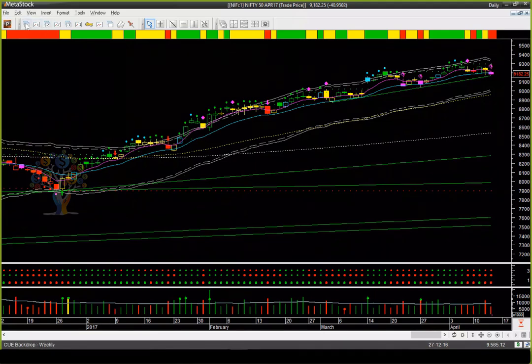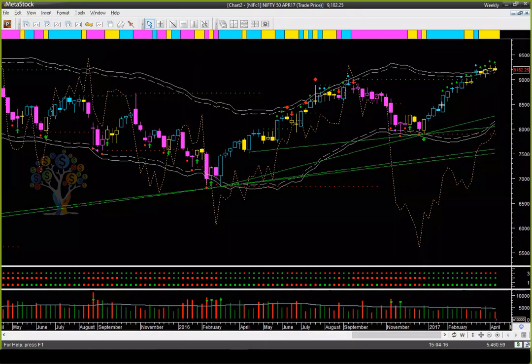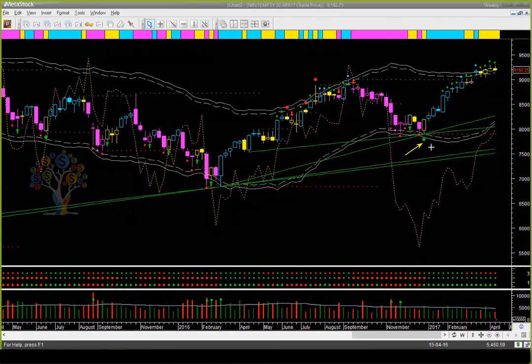If we look at the weekly chart of Nifty, then we can see that when we thought about taking a long position at the end of December 2016, there was a bullish headwind signal also. Now price has gone above the high watermark level. Price is extended on the higher side.